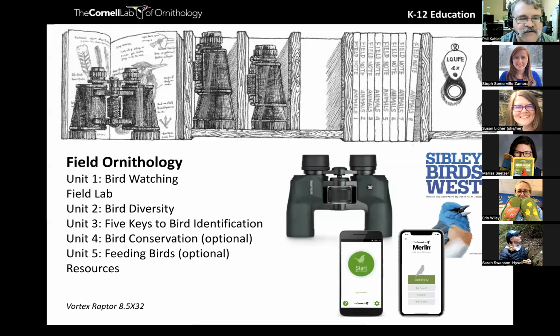And then unit 3, the 5 keys to bird identification. And then at that point, the curriculum was going to take too much time. So I made the conservation and bird feeding units optional, hoping that some of my kids would dive in. Then my resources, I get into ornithology careers, and so lots of resources. All of my students use the eBird app and the Merlin apps. Next slide.